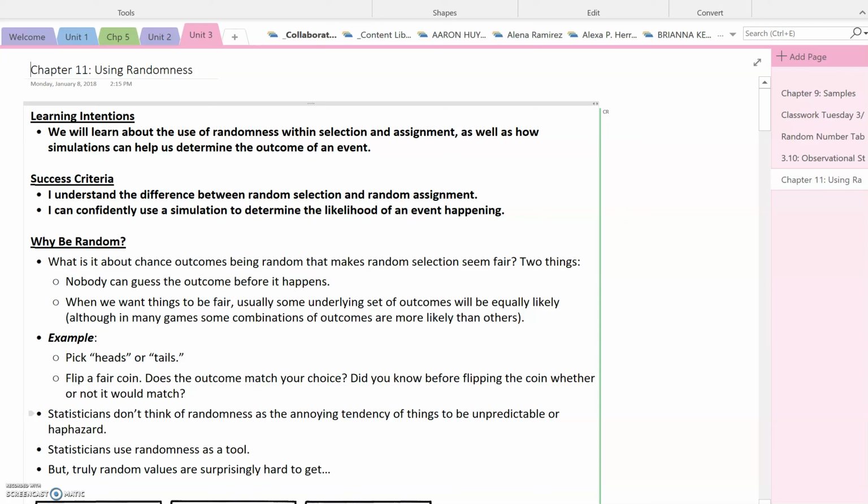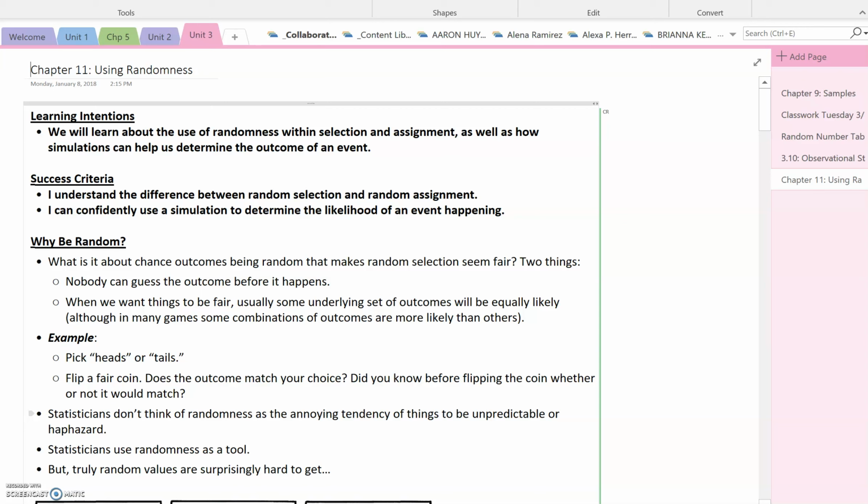Our learning intentions for today: we are going to learn about the use of randomness and how simulations can help us determine the outcome of an event. Your success criteria is that you understand the difference between random selection and random assignment, and you can confidently use a simulation to determine the likelihood of an event happening.